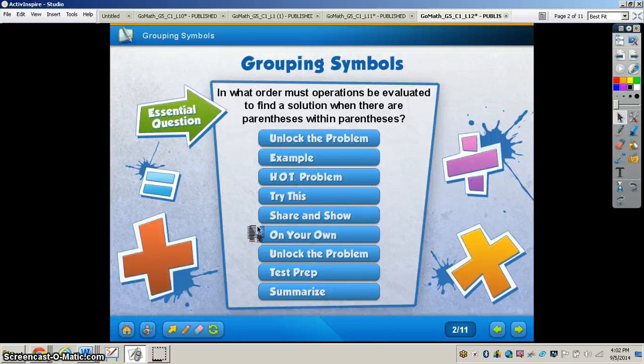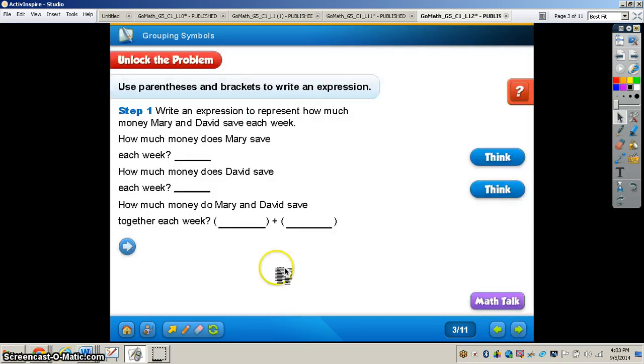In this video, we're going to be taking a look at grouping symbols, and you will need your Go Math book, your math journal, and a pencil out. And the essential question that you'll need to write down is, in what order must operations be evaluated to find a solution where there are parentheses within parentheses? And we'll take a look at that.